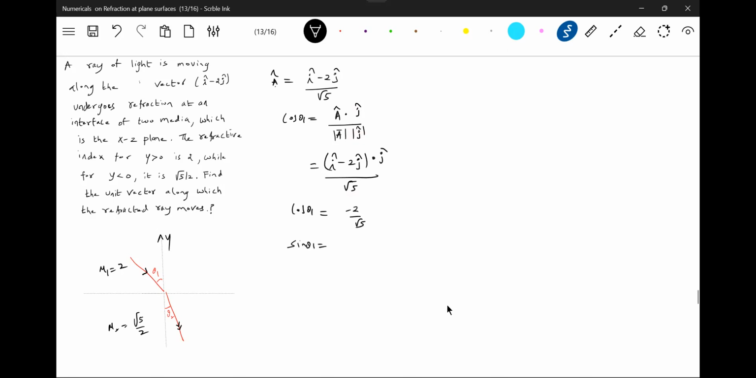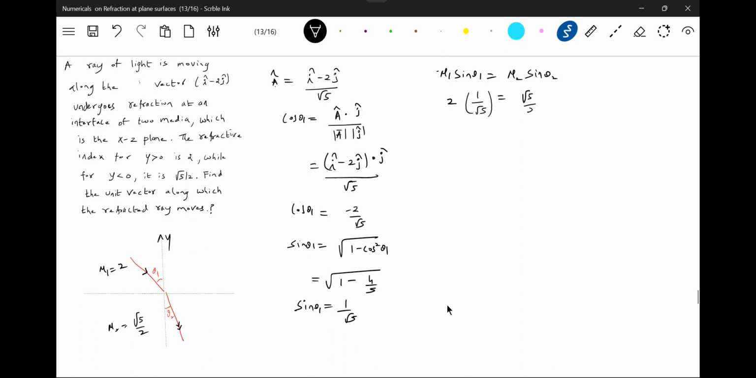So what is sine theta 1? One by root 5. So applying Snell's law, mu1 sine theta 1 is equal to mu2 sine theta 2. Mu1 is how much? 2. Sine theta 1 is 1 by root 5. Mu2 is how much? Root 5 by 2 sine theta 2. So sine theta 2 equals 4 by 5, which is nothing but theta 2 equals 53 degrees.